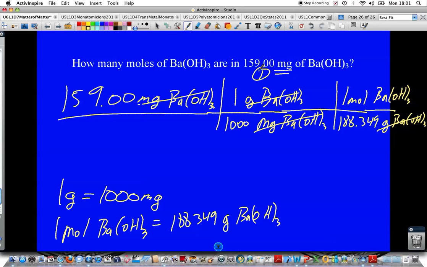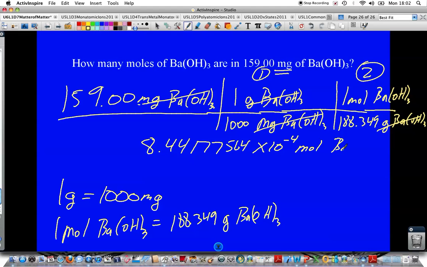I'm going to hit enter and go to step number 2. The 188.349 is on the bottom, so we're going to divide by 188.349. If it's on the bottom, we divide by. If it's on the top, we multiply. When I get my answer, I get 8.44177564 times 10 to the minus 4 moles of barium hydroxide.